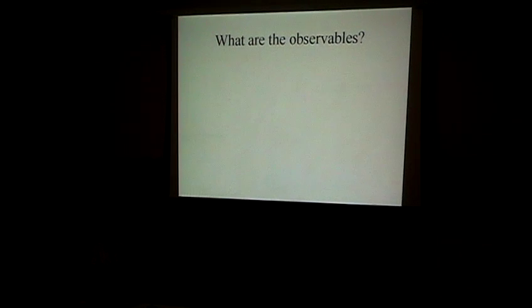Next question is what are the observables? What do the fluorescent molecules tell you about the biological system that you are studying? At the simplest level, it tells you that the biomolecule is there. Basically, this molecule is telling you that I'm here, waving its hand. So it's localization.